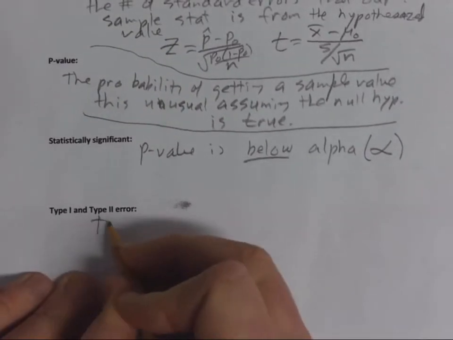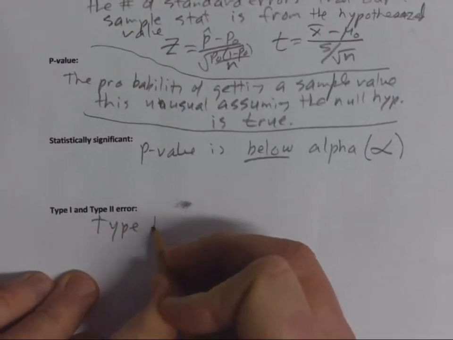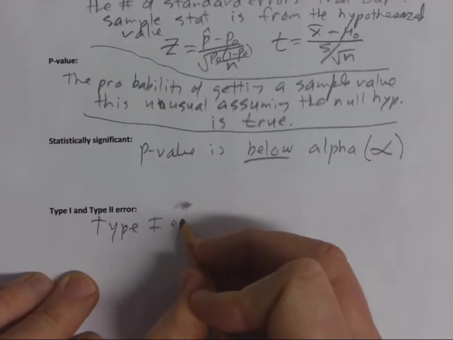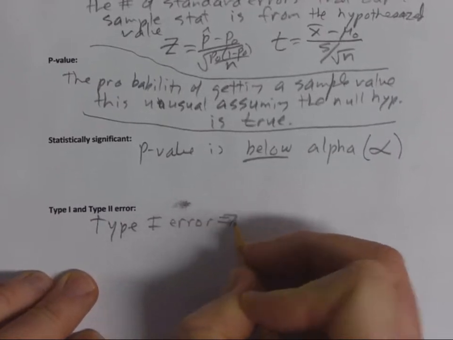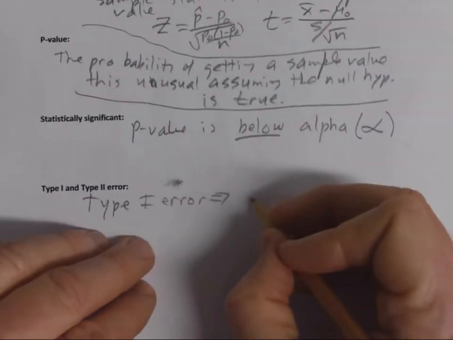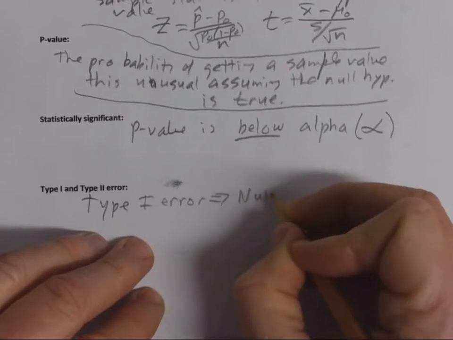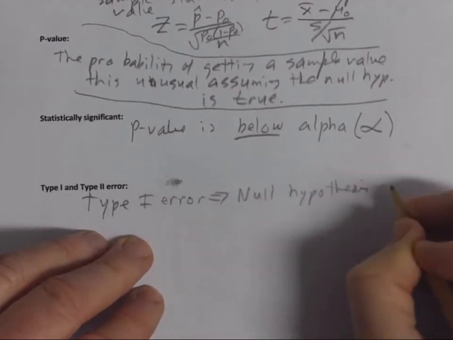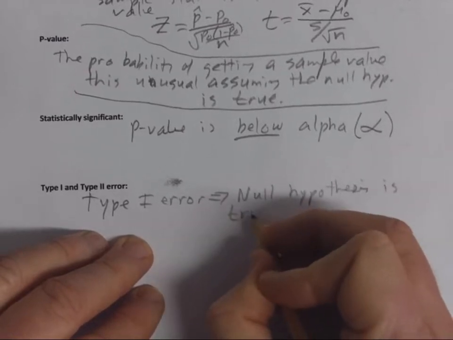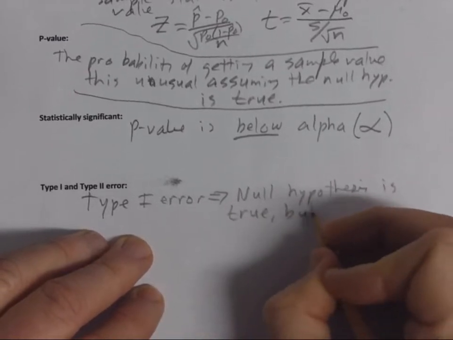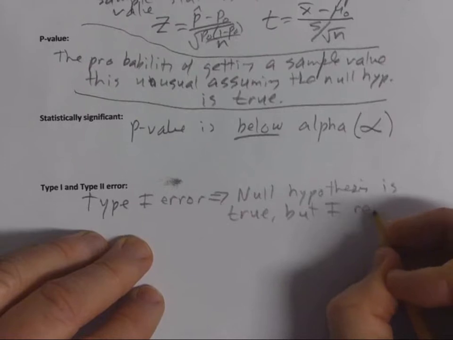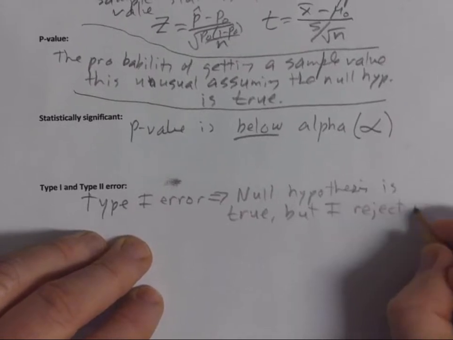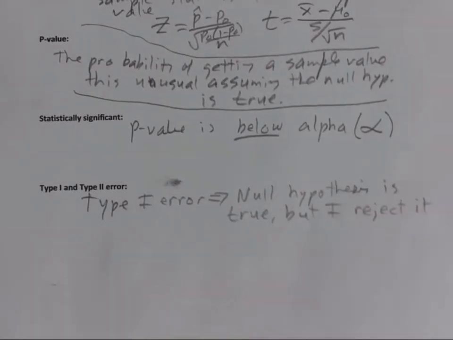Type 1 error means this. Type 1 error occurs if the null hypothesis is true, but I reject it because I just by chance got a low p-value. But hypothetically, the null is true.